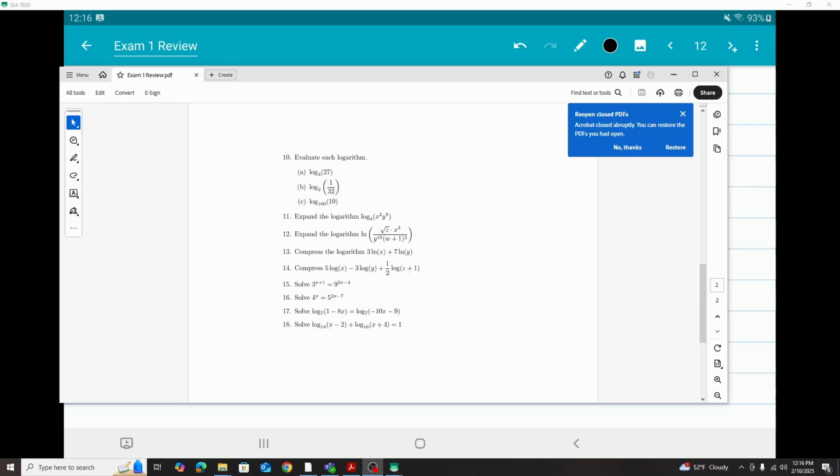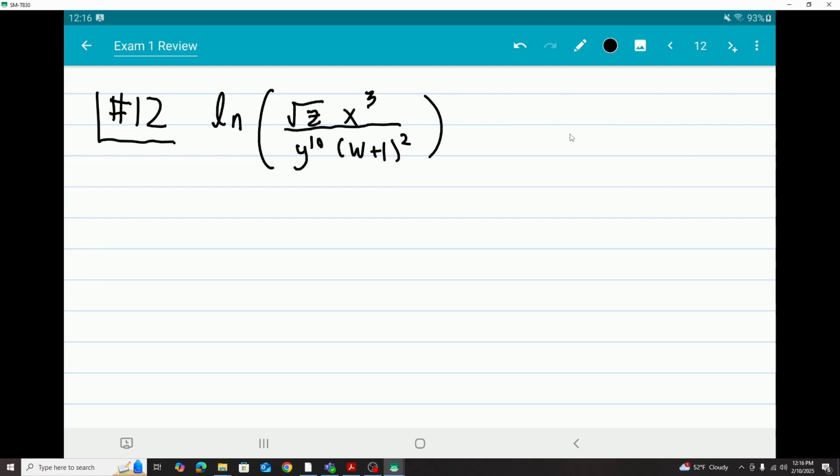Number 12. Expand this logarithm, and it's a natural log of a big, gross, stressful fraction. So we want to break that down into smaller parts. So for natural log, or any log, what we want to do is, first I'd like to get rid of that fraction. I'd feel a whole lot better if there weren't any fractions involved. So I can say this is natural log of the square root of z times x cubed minus the natural log of y to the 10th times w plus 1 squared.